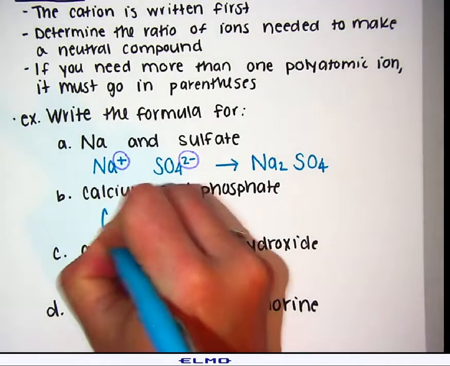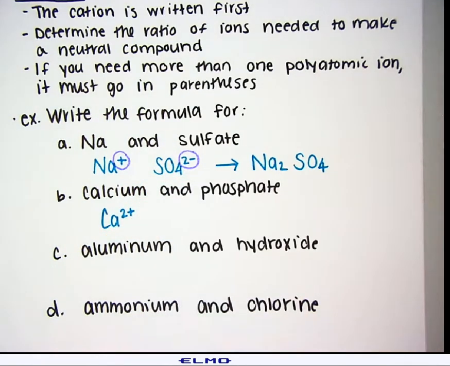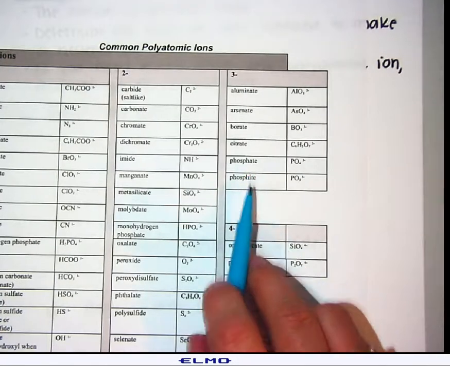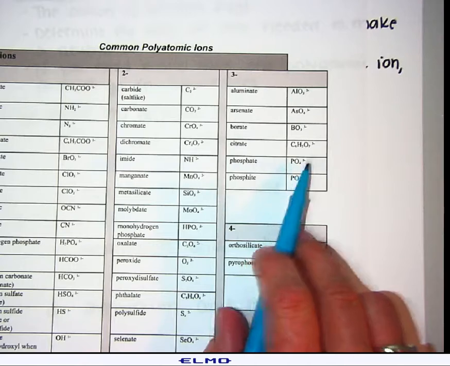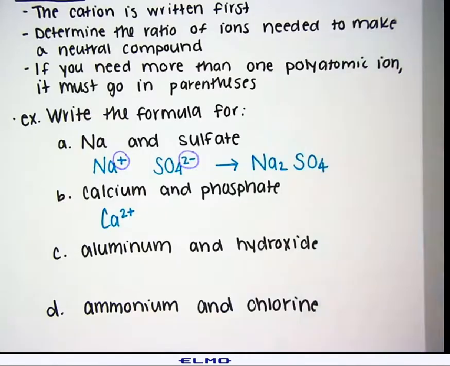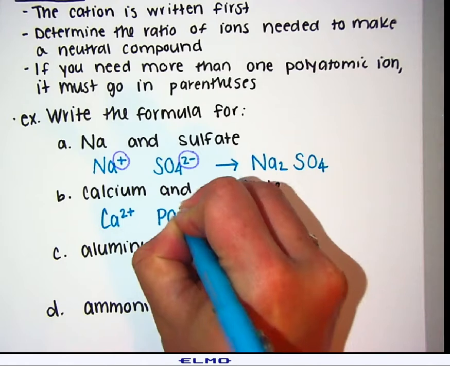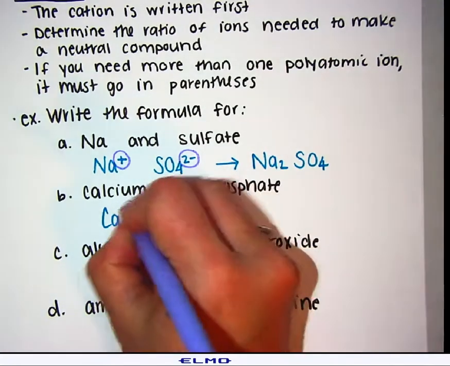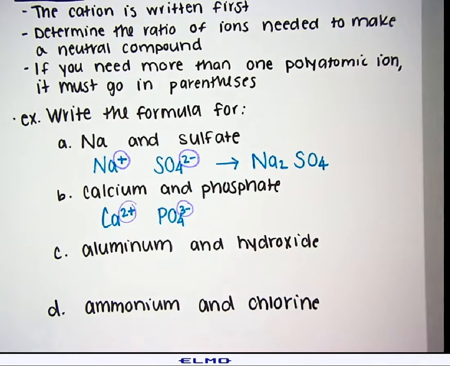Next one, calcium. Again, we can look up calcium on the periodic table, figure out its charge. Calcium is going to be +2. Phosphate, and again, be careful because there's also a phosphite. Phosphate is PO4, 3 minus. So calcium has a charge of +2. Phosphate is -3.